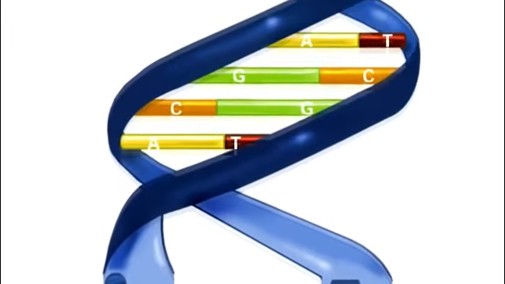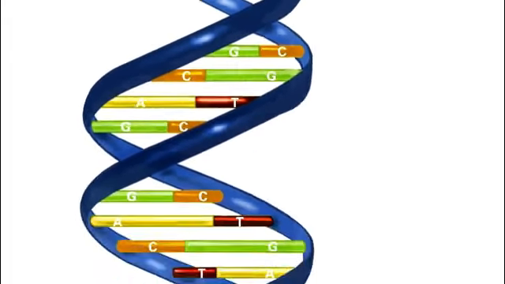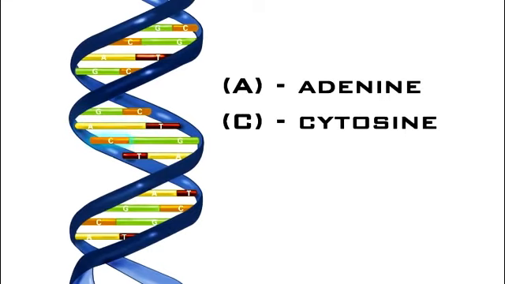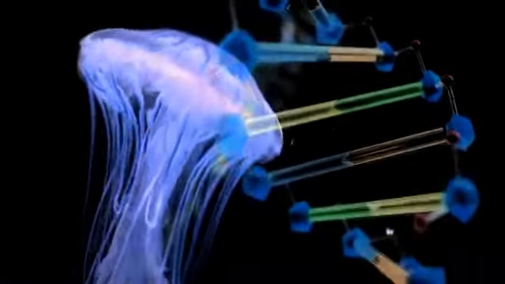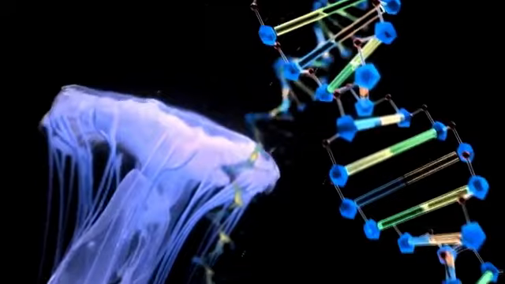You may recognize the code letters A, C, G, and T, which are the 4 bases used in DNA. These bases are adenine, A, cytosine, C, guanine, G, and thymine, T. Like the code in software, the sequence of the 4 bases encodes genetic instructions used in the development and functioning of all known living organisms.